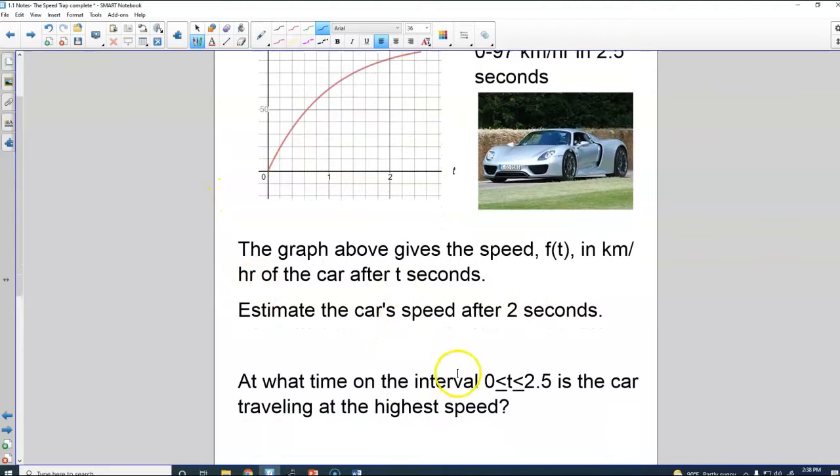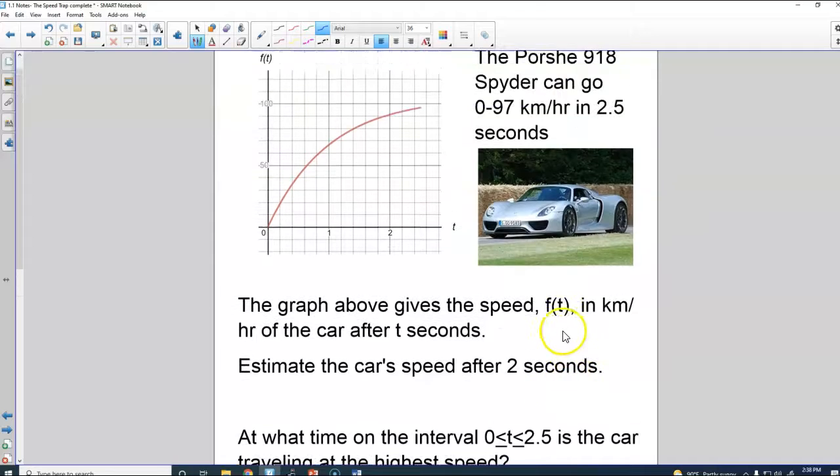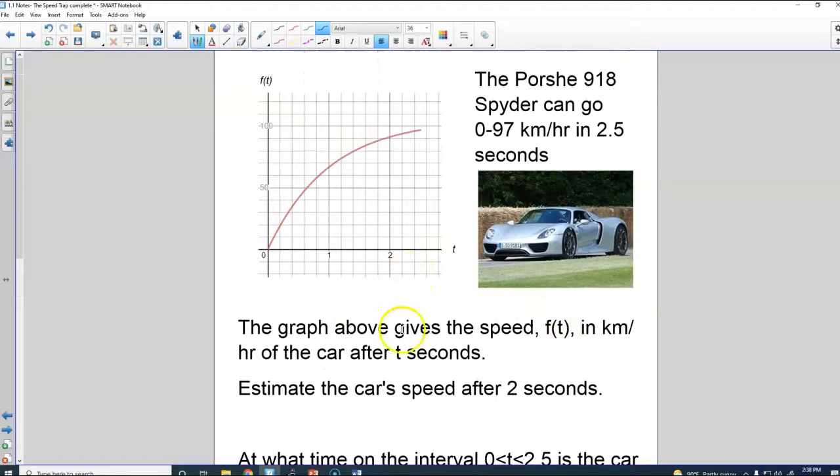So we're supposed to estimate the car's speed after 2 seconds here. And I did this on purpose right here. I did not label the axes. But what is on our x-axis? What does it tell us here? Seconds. And what is on our y-axis? Kilometers per hour, because it tells us f of t is kilometers per hour. So that's what we're dealing with here. Okay?